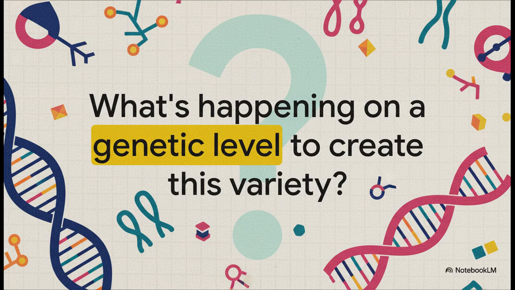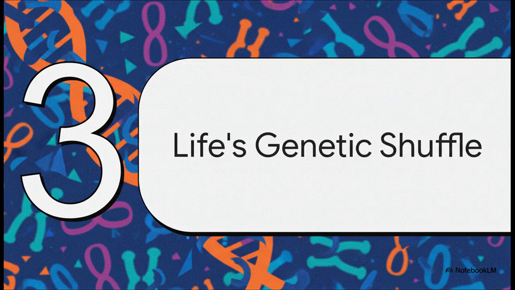We can see these differences on the outside, right? But what's actually happening deep down on a genetic level to create all this variety in the first place? What's the engine driving it all? Well, it really all comes down to what you could call life's genetic shuffle. It's this incredible process that happens every single time sexual reproduction takes place.